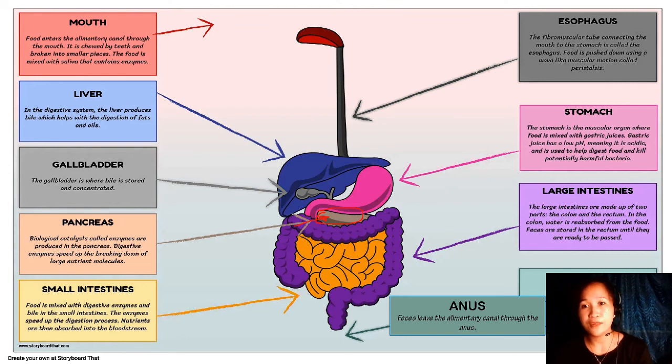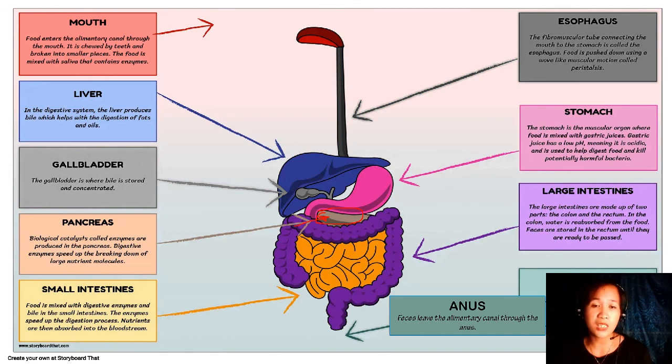And next we have the esophagus, the long fibromuscular tube connecting the mouth to the stomach, and the food is pushed down using a wave-like muscular motion called peristalsis. And so we have the stomach. This is the muscular organ where food is mixed with gastric juices. Gastric juices have a low pH, meaning they are acidic and are used to help digest food and kill potentially harmful bacteria.